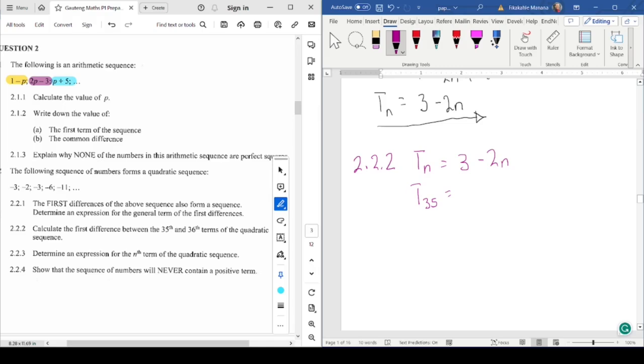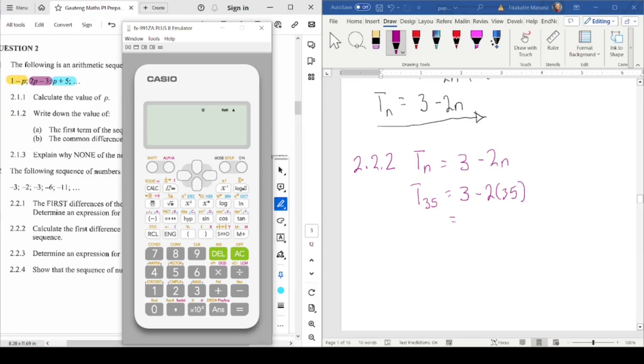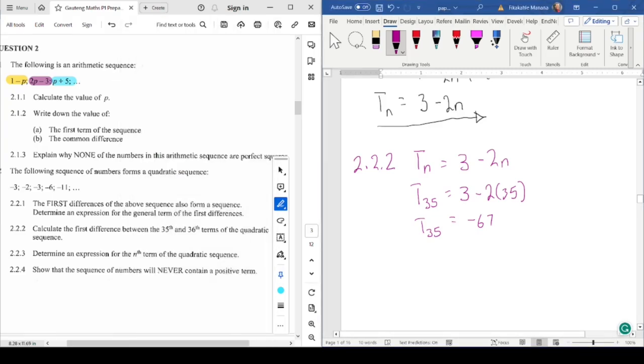Once I have the 35th term, I'm going to put it in the equation, which is 2 times 35. Let's see what we get. So we have 3 minus 2 times 35, and we get minus 67. That's our 35th term. Cool. Calculate the first difference between the 35th and the 36th term.